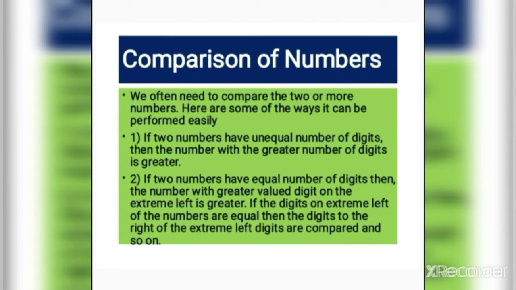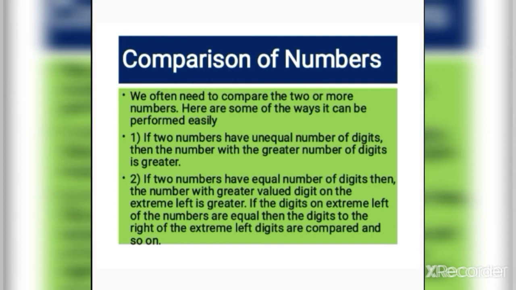Point number 1: if two numbers have an unequal number of digits, then the number with the greater number of digits is greater. Here let's have an example. Number 9 and number 36. Number 9 has only one digit, whereas number 36 has two digits, 3 and 6. So 36 is greater than 9.